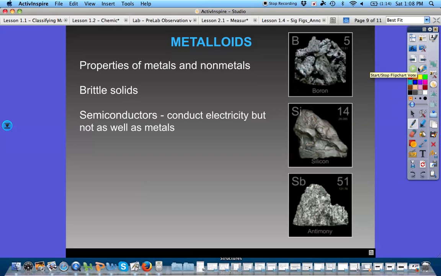Metalloids have properties of metals and nonmetals. So they're kind of like the in-between, and they're brittle solids, and brittle just means that it's easy to break apart or to shatter. Metalloids are semiconductors. They're going to conduct some electricity, but not as well as metals. And you can see here in the picture, most of our metalloids are usually gray in color.